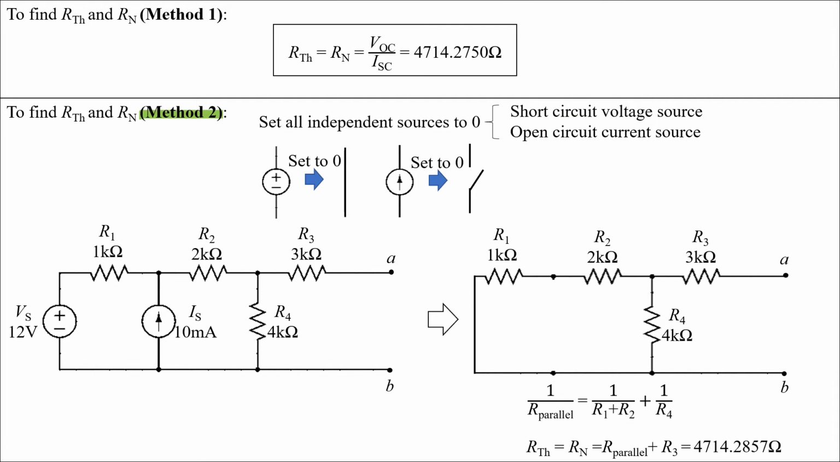After short circuiting the voltage source and open circuiting the current source, we can have this simplified circuit. This R1 and R2 are in series, we can add them together. And then this R1 and R2 is in parallel with R4. We can find their parallel resistance, R parallel. And then we add this parallel resistance with R3. Therefore, we get the Thevenin resistance or Norton resistance equal to 4700 ohms, same as method 1.